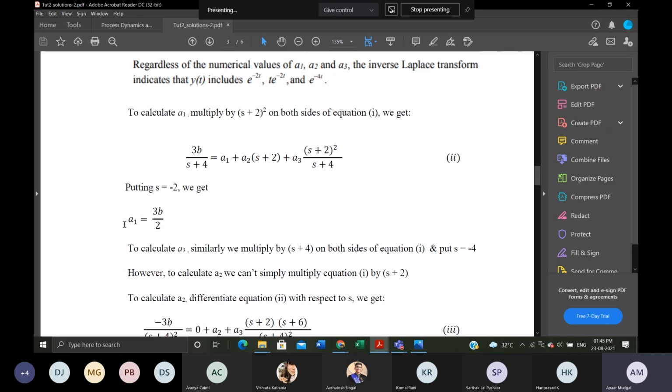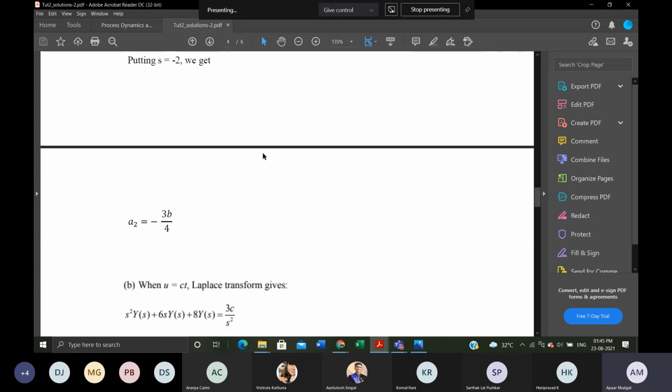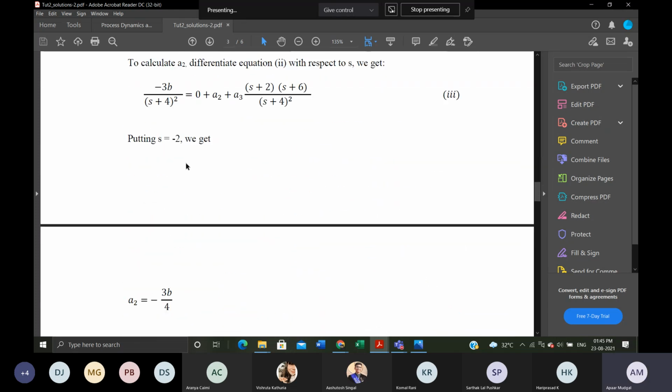So if you can see, we would find a1 equals to 3b by 2 by putting s equals to minus 2 and multiplying by s plus 2 square on both sides. Similarly, we can write a2 and a3.